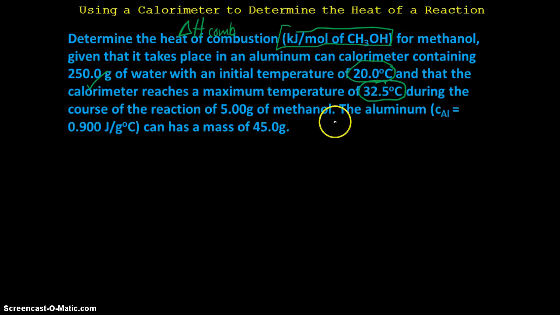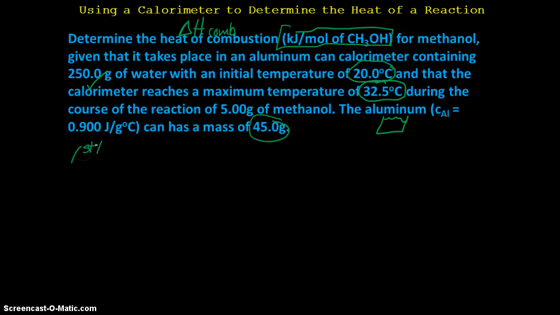So here's the deal with this, though. Like we said just a second ago, this time instead of a styrofoam cup, we've got an aluminum can, and inside this can is our water. Well, like we said, the aluminum will also accept and give heat. And so that aluminum can has a mass of 45 grams.